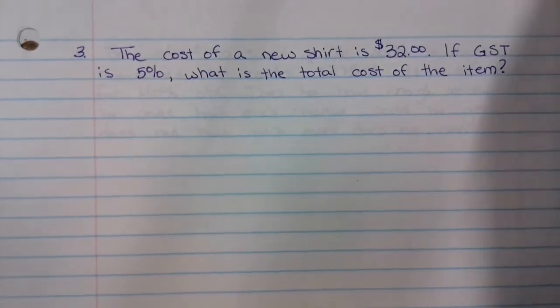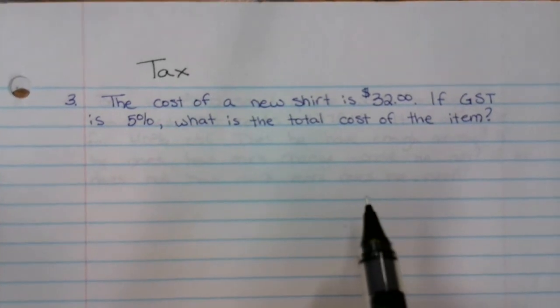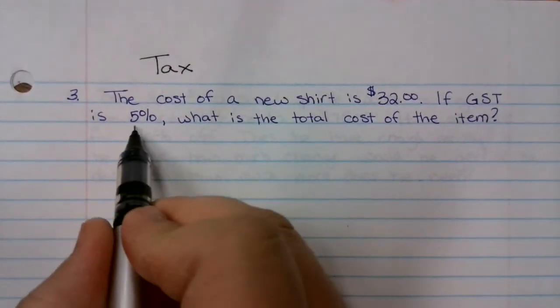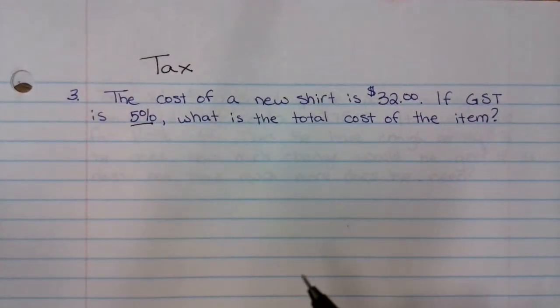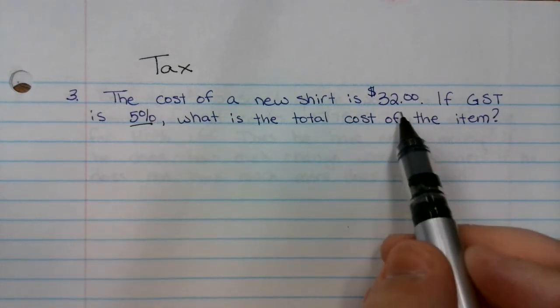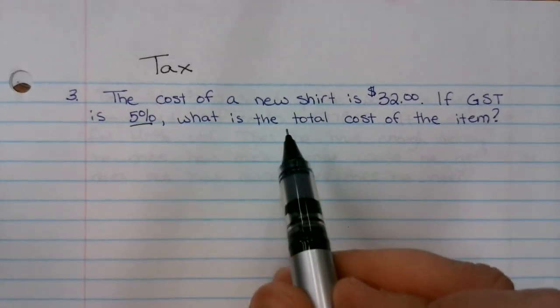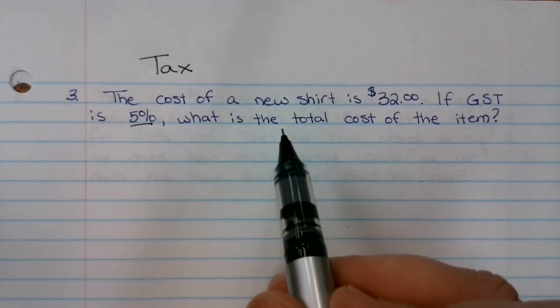Now we're going to look at a tax problem. If it's not stated, the tax is going to be 5%. Your textbook might use something different, but in Alberta, the GST is 5%. So the cost of a new shirt is $32. If GST is 5%, what is the total cost of the item?